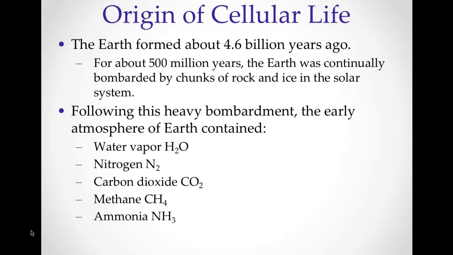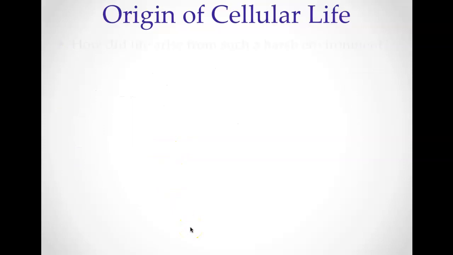What I want you to notice about this list is that oxygen, O2, is not there. It is believed that the early Earth atmosphere and the very first life forms did not use oxygen. Another word for that would be anaerobic. It is believed that early Earth forms were anaerobic. I want you to remember that for our cellular respiration unit that we're going to go over in the coming days. So these were what was believed to exist in the early Earth atmosphere.